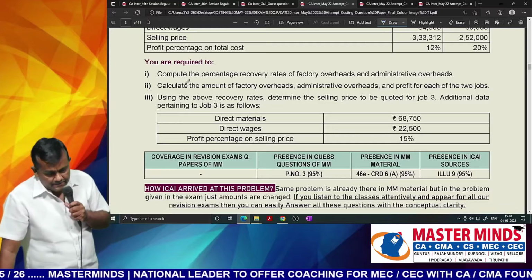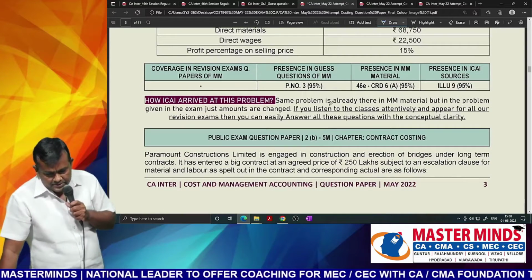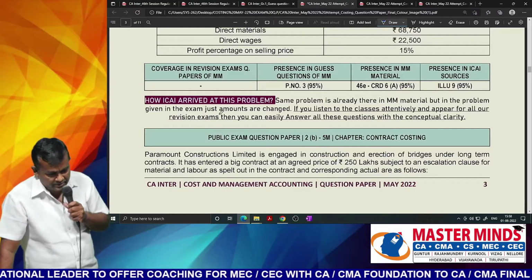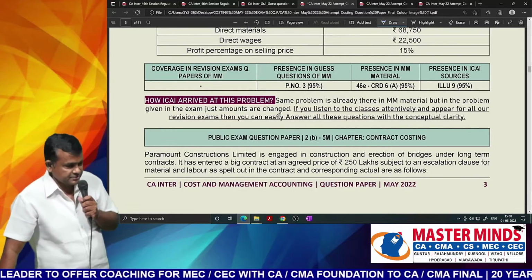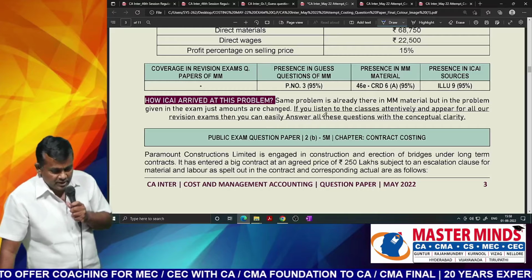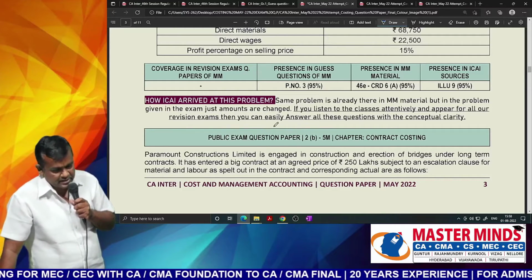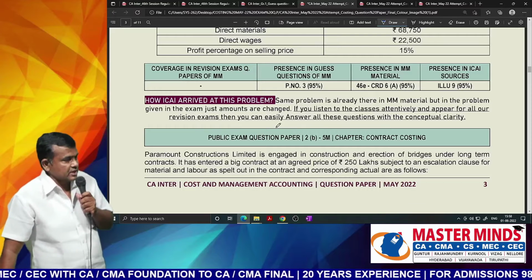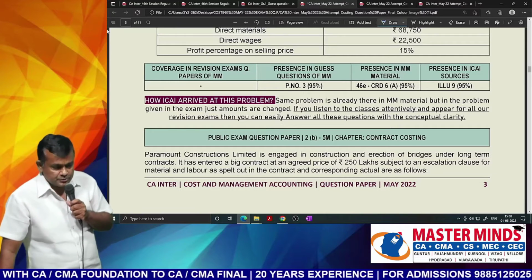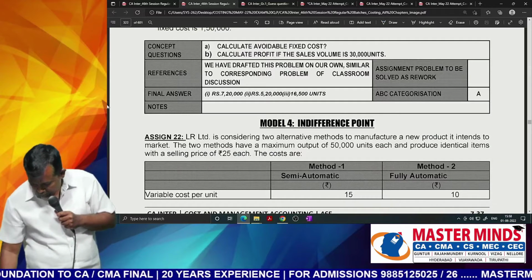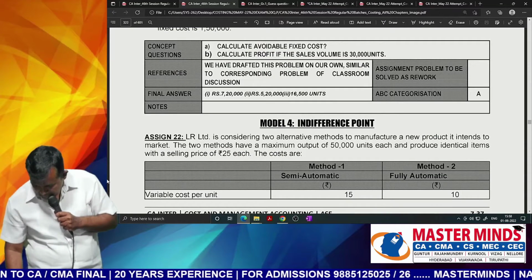The same problem is already there in the material, but in the problem given in the exam, just the amounts are changed. If you listen to the classes attentively and appear for all our revision exams, then you can easily answer all these questions with conceptual clarity. So see the main material, sir. Main material page number 179.